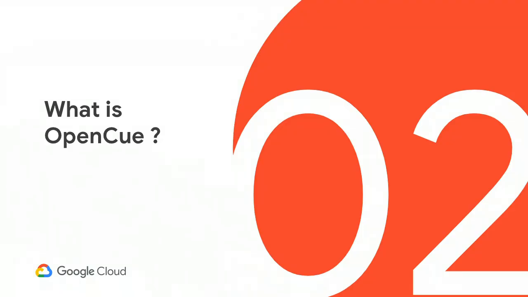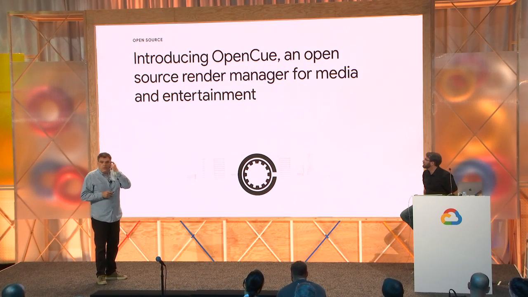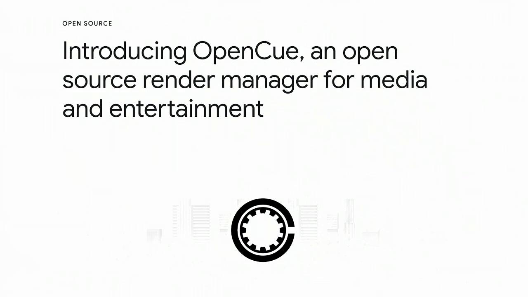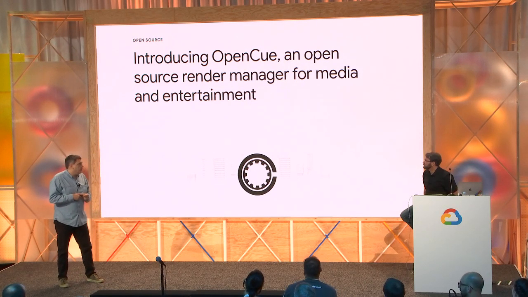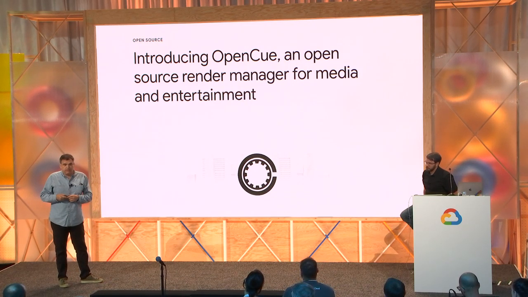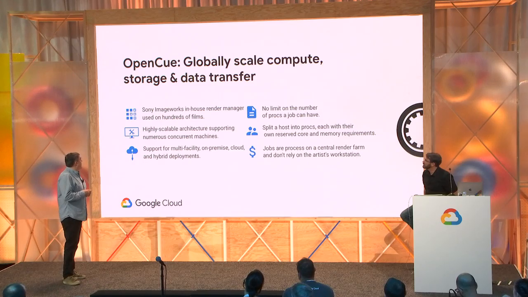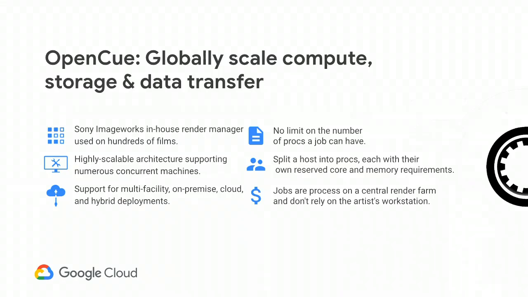So let's talk a little bit about what OpenCue is. OpenCue is a render orchestration layer or a queue management system that we've partnered with Sony Pictures Imageworks to release to the open source community. So it's available for you now on GitHub. I'll provide some links here in just a bit. It has been used by Sony on hundreds of films.